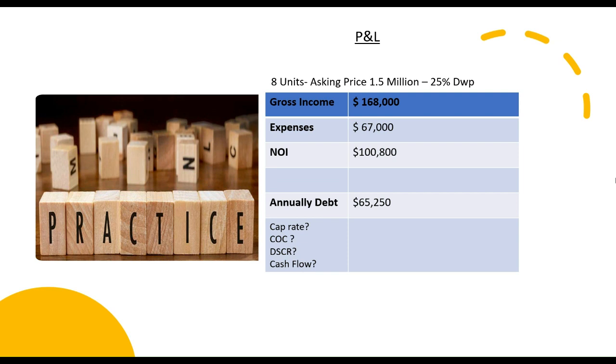All right. So this is an example for you to practice, because practice makes perfect. Okay. So we need to practice. At first, I didn't know anything about this. I had to practice and practice and practice in order for me to get it. All right. So you're going to find the cap rate. You're going to find the cash on cash return. You're going to find the DSCR and the cash flow.